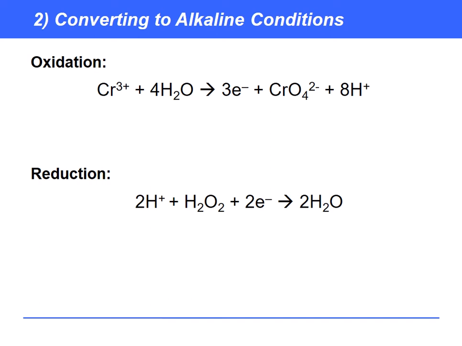So what I'm going to do is recognize here that I've got 8 H plus ions on the right hand side, so I'm going to add 8 OH minus ions over on the right hand side. Now because it's an equation just like a mathematical equation, if I add 8 OH minus to the right, I've got to add 8 OH minus on the left hand side as well. Now where does that actually leave me? Well, if I rewrite it again underneath, I've got 8 OH minus and Cr3 plus and 4 H2O.